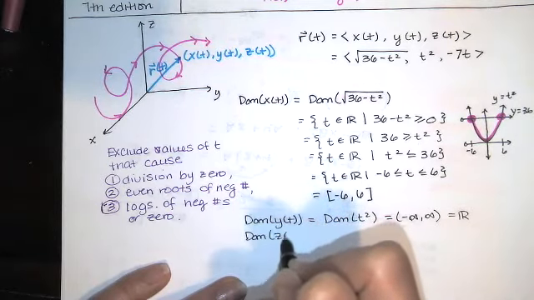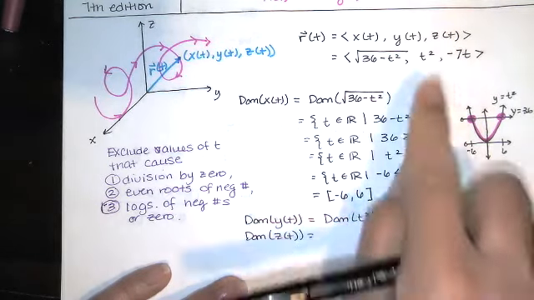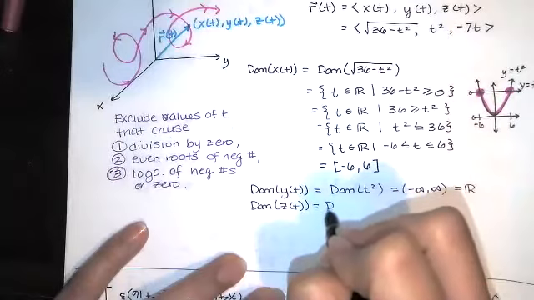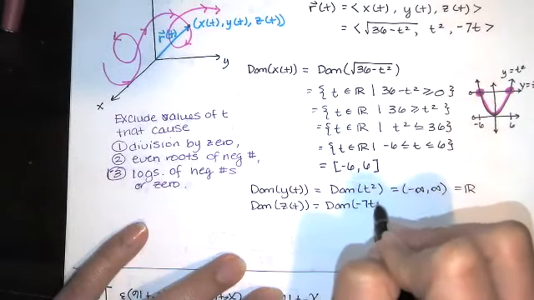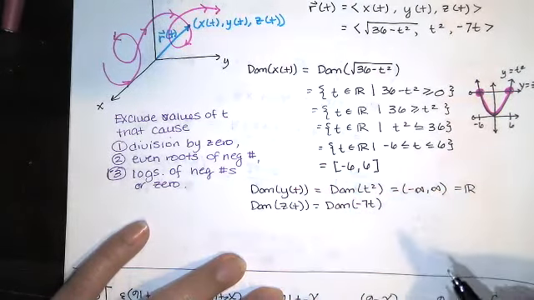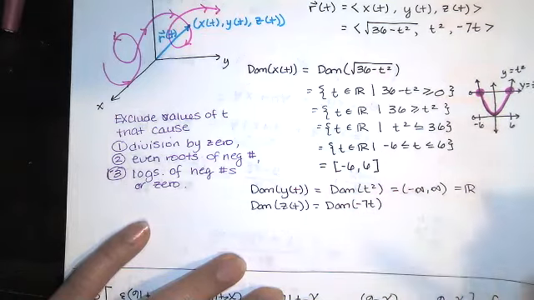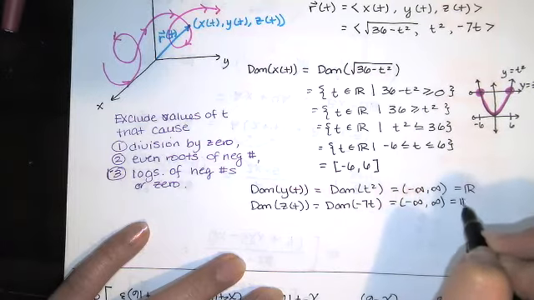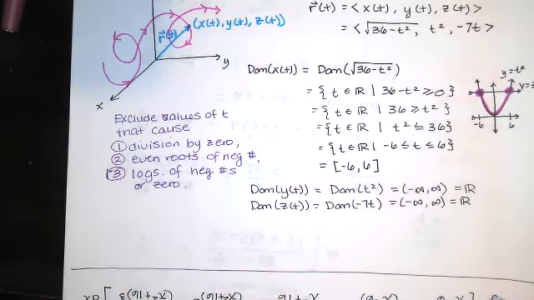And the domain of z of t, in this case, z of t is -7t, or in this form, you have the -7t in front of the k hat there. Can you take any real number and multiply it by -7 and get a real number back? You sure can. So the domain of that guy is all real numbers.